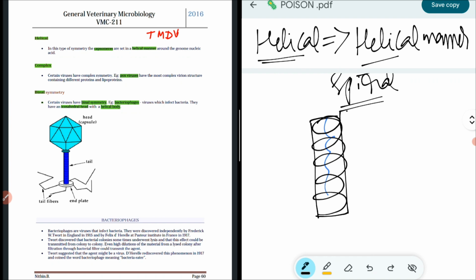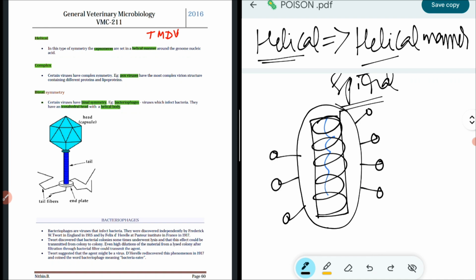Helical symmetry viruses are those viruses in which the capsid is arranged in helical manner or in spiral around the inside genome. And again, if the virus has got envelope, then this could be the envelope of the virus. Then on the envelope, as we already discussed, there will be the glycoproteins, and these are nothing but the spikes which facilitate entry of virus into host cells. So this is a structure of a helical symmetric virus.